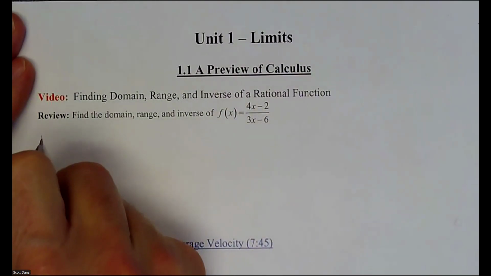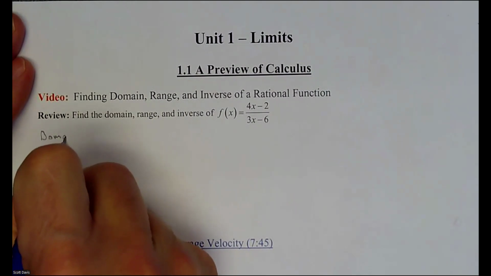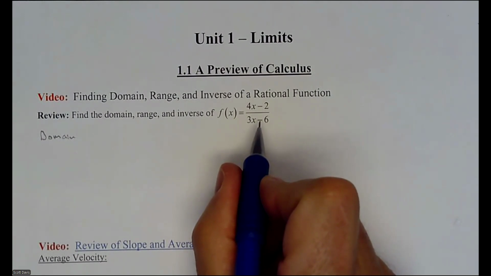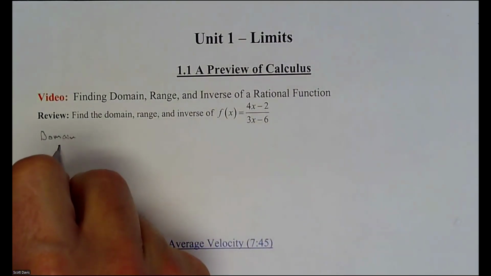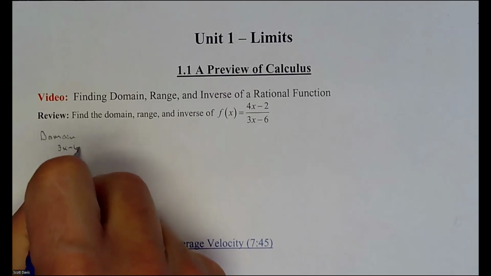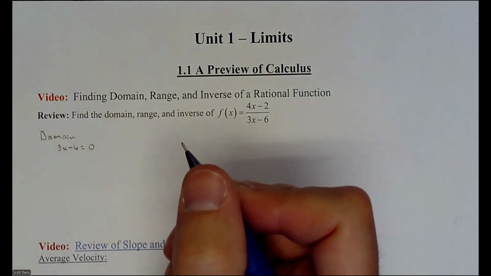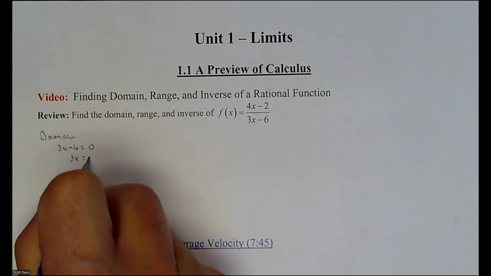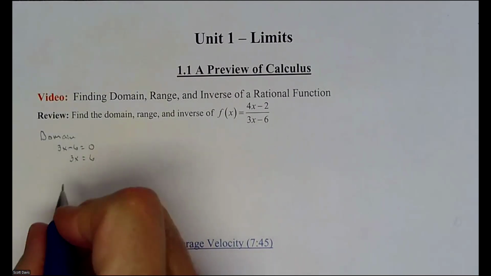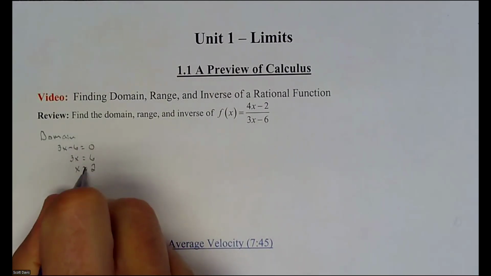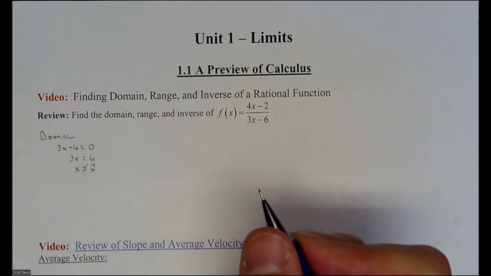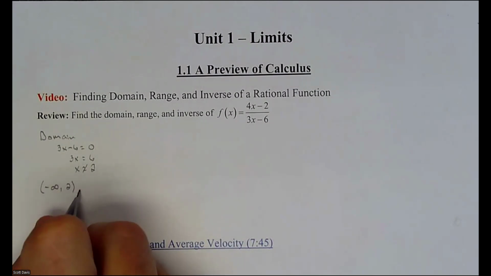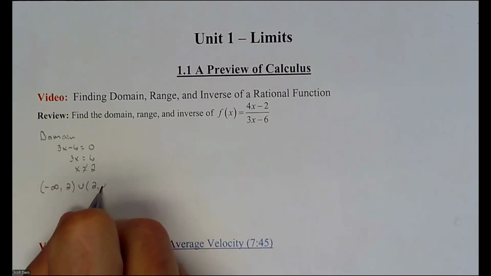Domain-wise, what we're looking for is where we have an issue with the denominator. The denominator cannot equal zero, so we're going to figure out when it does equal zero and then kick it out. If we add 6 over, we're looking at 3x equals 6, and then we divide by 3, so x equals 2. That is our problem, so x cannot equal 2. Our domain is going to go from negative infinity to 2, and then from 2 to infinity.